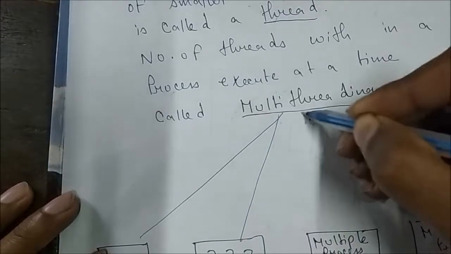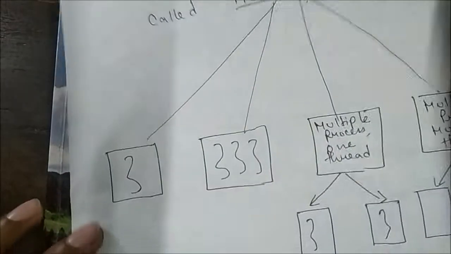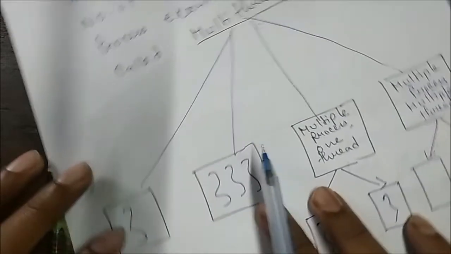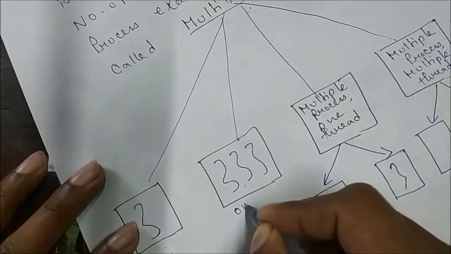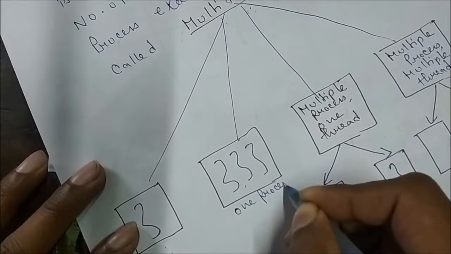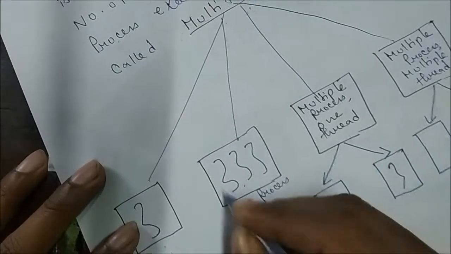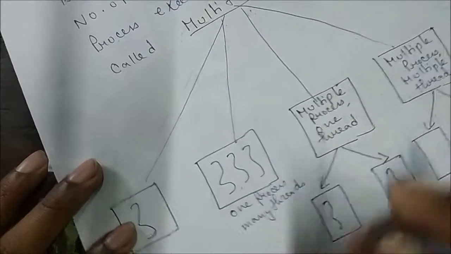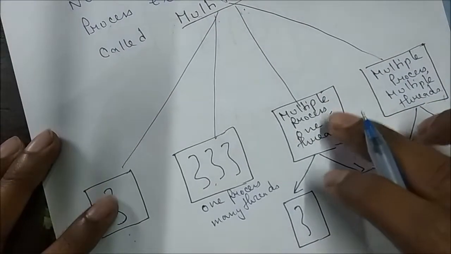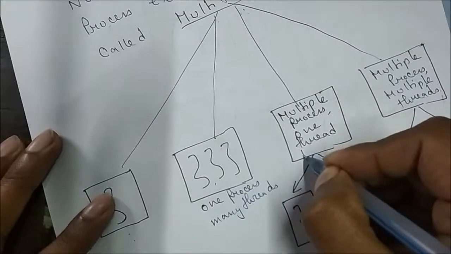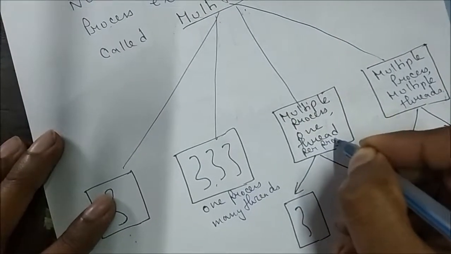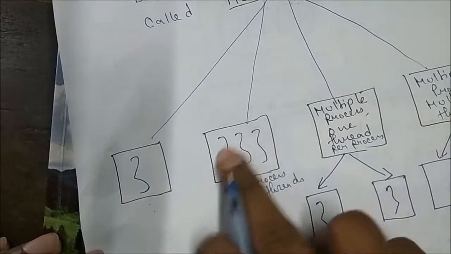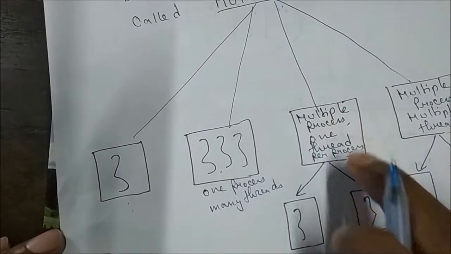Multi-threading is divided into 4 types. One is one process, one thread. Then one process, many threads. I have drawn many threads. One process and many threads. Then we have multiple processes, one thread per process. So it is one process one thread, one process many threads, and multiple processes with one thread per process.